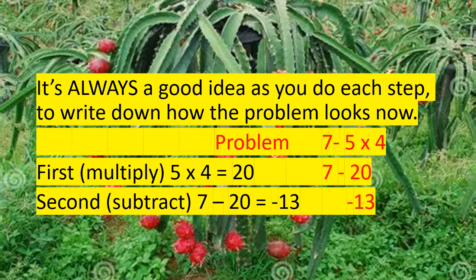So here's an example. The basic problem is 7 minus 5 times 4. So step 1, multiply 5 times 4 equals 20. So now we can say the problem now is 7 minus 20. The second step, we do the subtraction, 7 minus 20, the answer is minus 13.